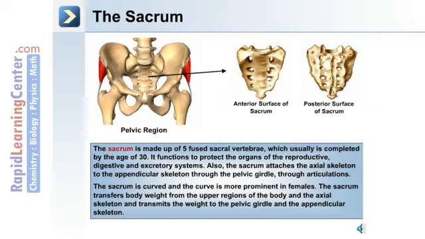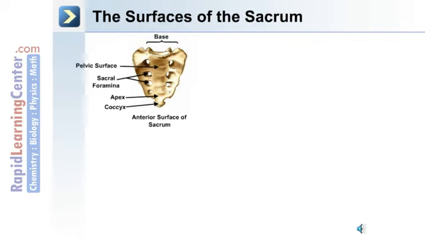The sacrum transfers body weight from the upper regions of the body and the axial skeleton and transmits the weight to the pelvic girdle and the appendicular skeleton. These images depict the surfaces of the sacrum. First, the anterior surface. At the lumbar end of the sacrum is the base. At the opposite end is the apex, which articulates with the coccyx. On the anterior surface there's a pelvic surface as well as sacral foramina.